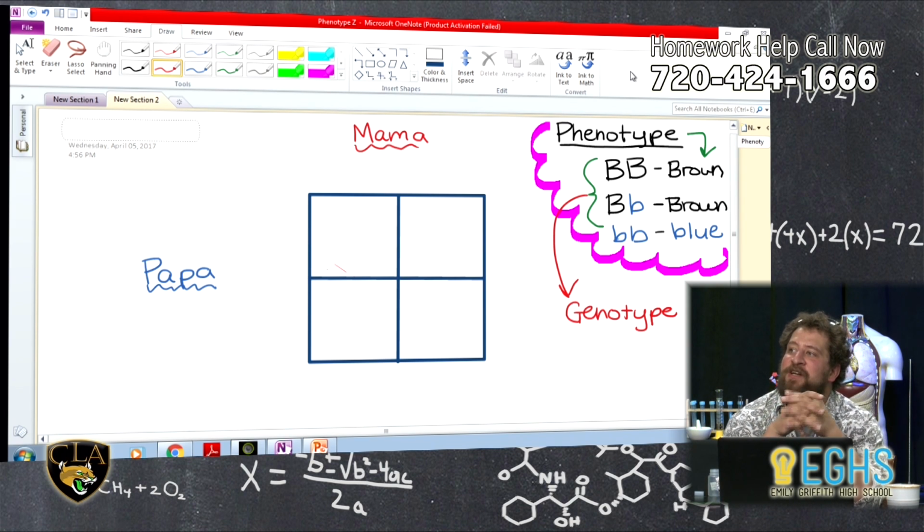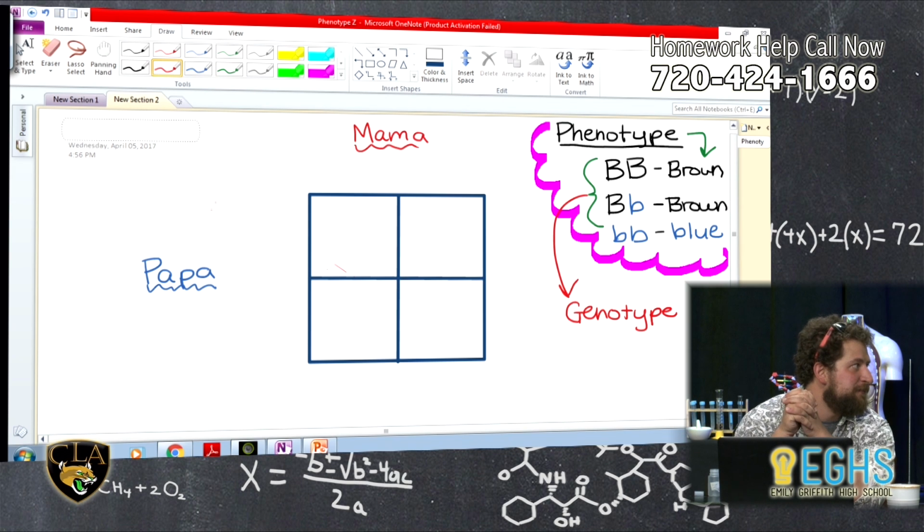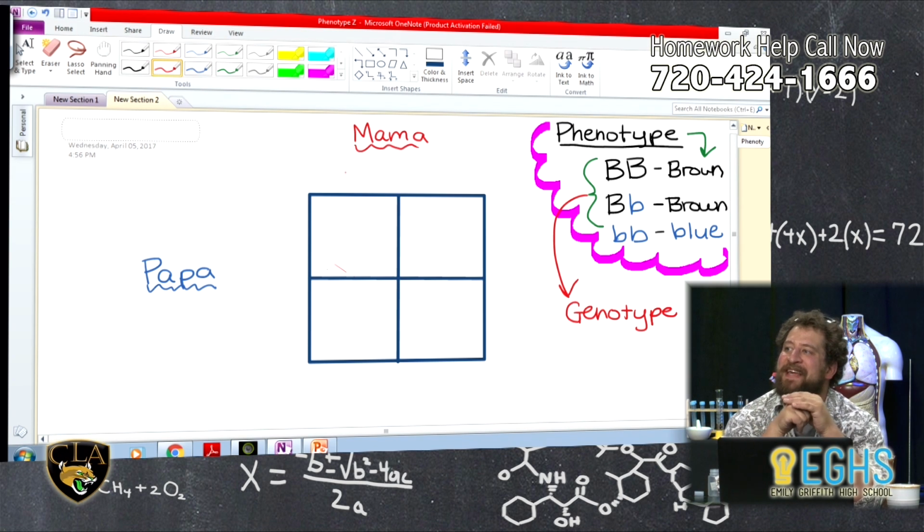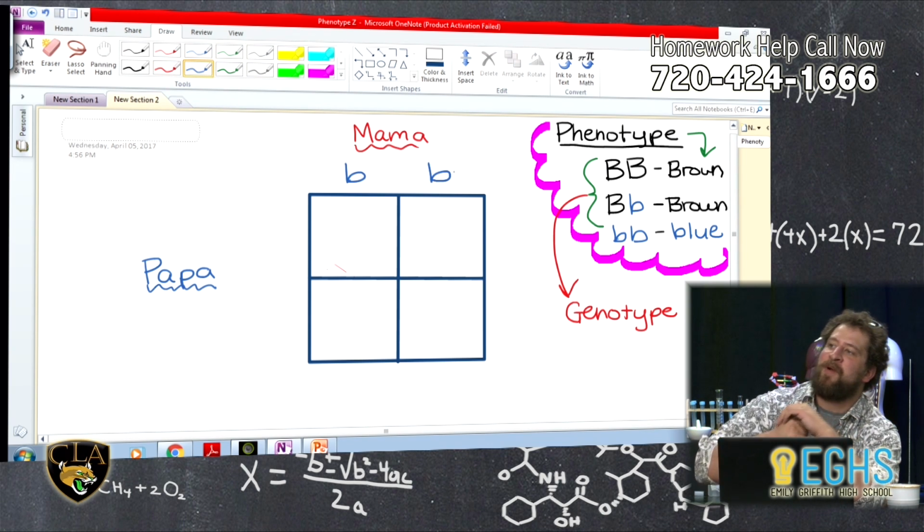So let's imagine here. Let's take a mom. Let's give the mom blue eyes. The only way that the mom can have blue eyes is if both of her alleles are the recessive blue trait. We're going to represent those by two little b's.